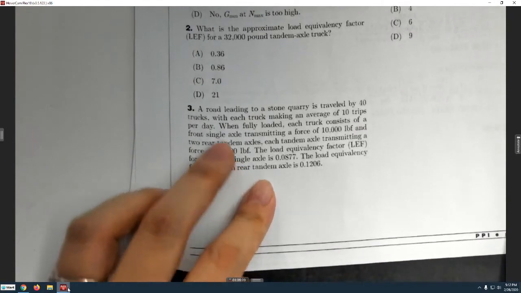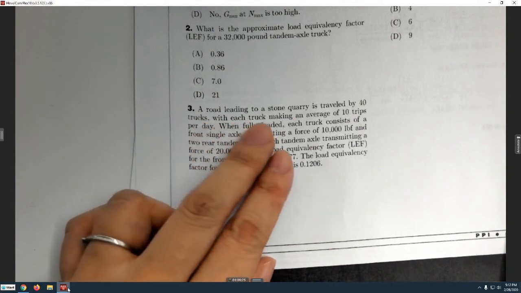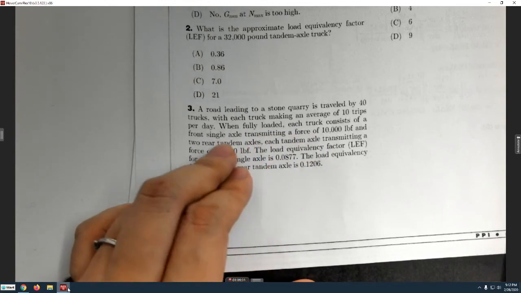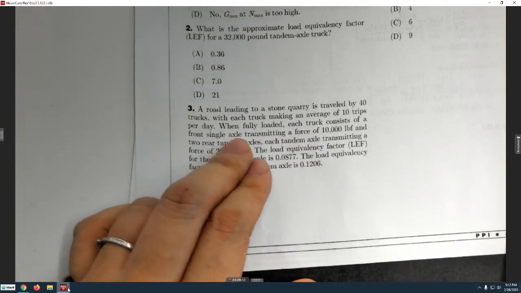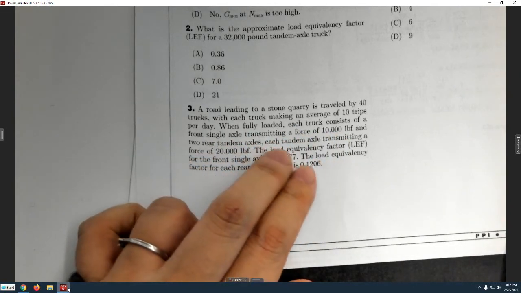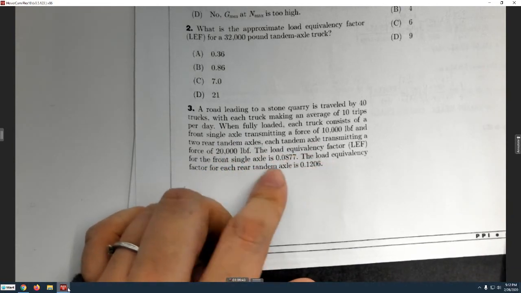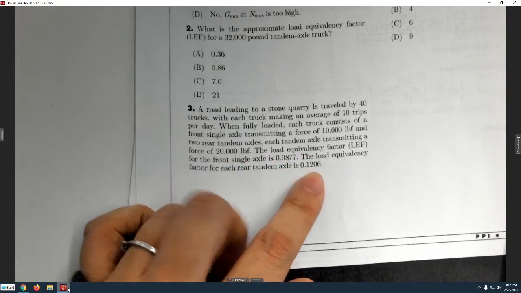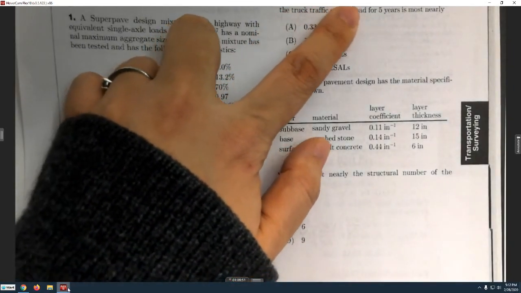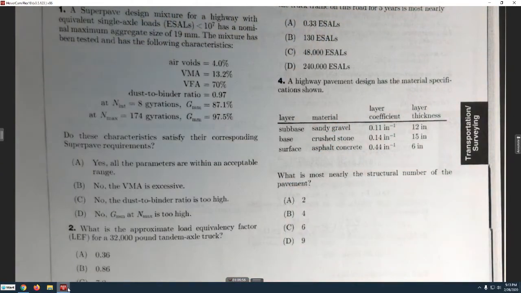The next one: a road leading to a stone quarry is traveled by 40 trucks, with each truck making an average of 10 trips per day. When fully loaded, each truck consists of a front single axle transmitting a force of 10,000 pounds, and two rear tandem axles, each tandem axle transmitting 20,000 pounds. In this case, the load equivalency factors are given, these two. And then it asks for this many equivalent single axle loads for the truck traffic on this road for 5 years.